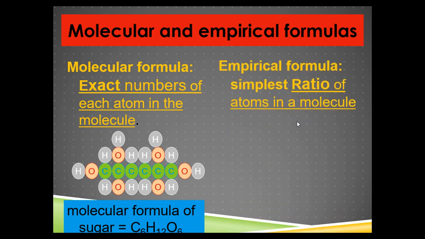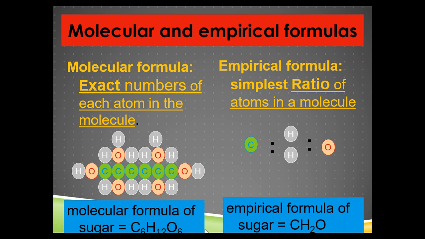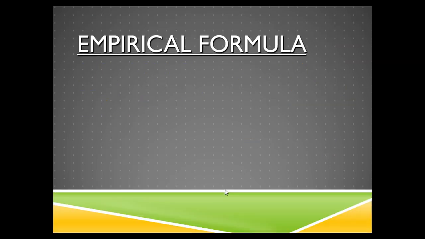An empirical formula, on the other hand, is not the exact numbers, but a ratio of the atoms in a molecule. So for the same molecule, okay, if this is the molecular formula of sugar, then the empirical formula of sugar is the ratio. For every one carbon, there's two hydrogens and one oxygen, okay? You're just simplifying it. And you guys have experiments doing simplification.